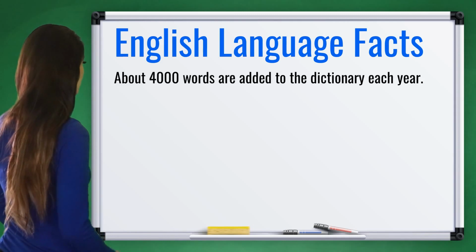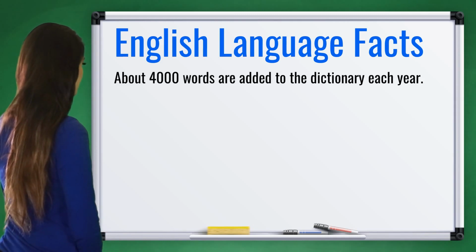Now let's learn an interesting fact about the English language. About 4,000 words are added to the dictionary each year.